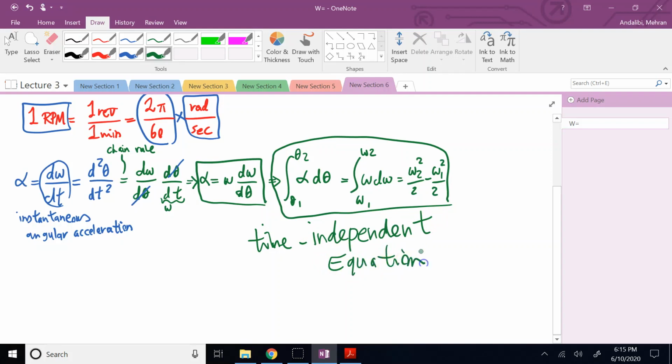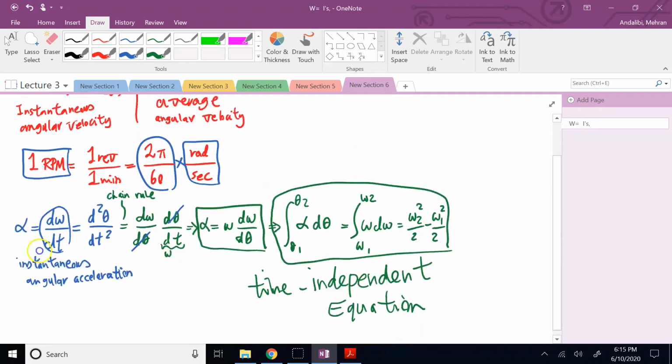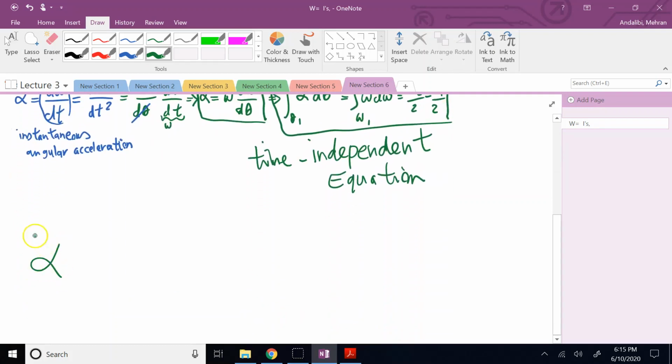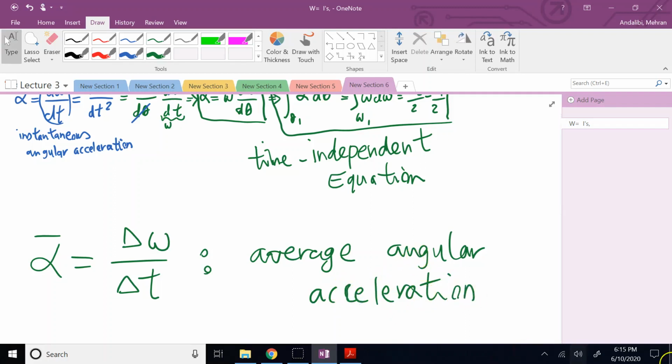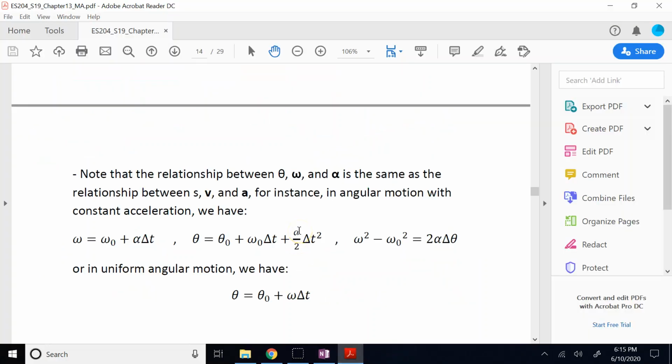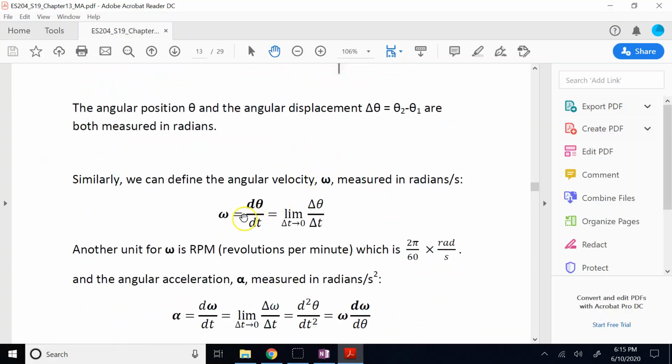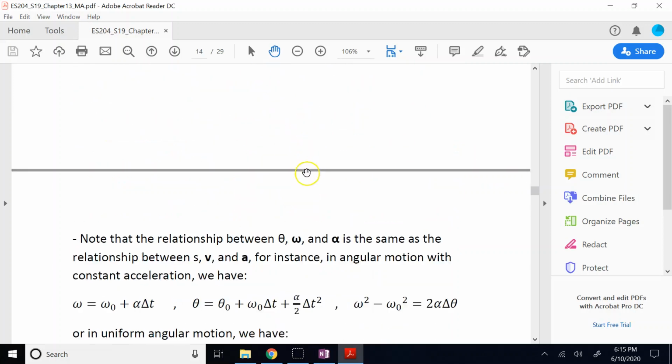I can also define an average angular acceleration alpha bar, which is delta omega over delta t. The unit for angular acceleration is, of course, radians per second squared. Okay, so now I have angular position, angular velocity, and angular acceleration.